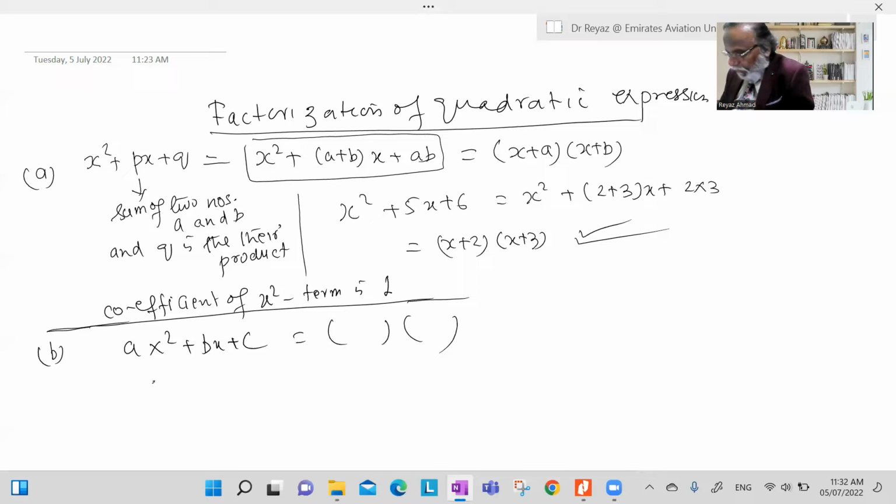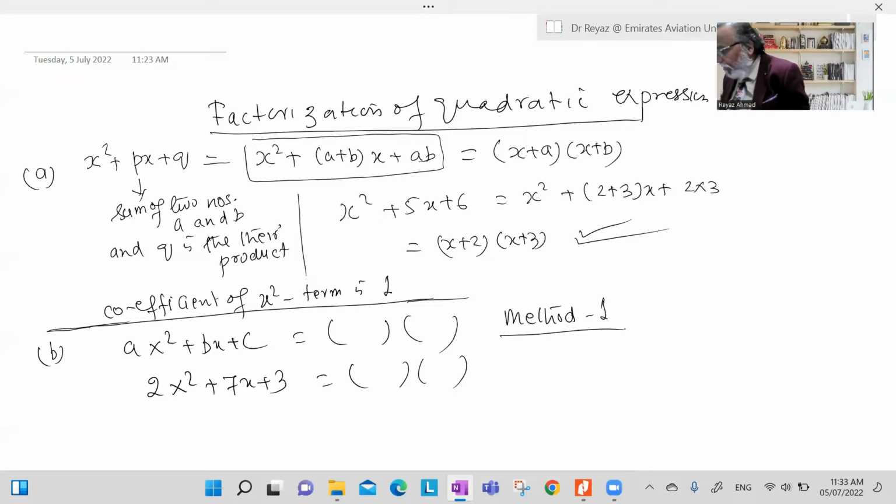So let us take an example. I want to factorize this. I want to write this into this form. So here, when the coefficient of x squared is not 1, method 1 is going to be like this. I'll be looking at the number before the x squared term and find the factor of that number. So 2 is only 1 times 2. Then you write the product in this way.